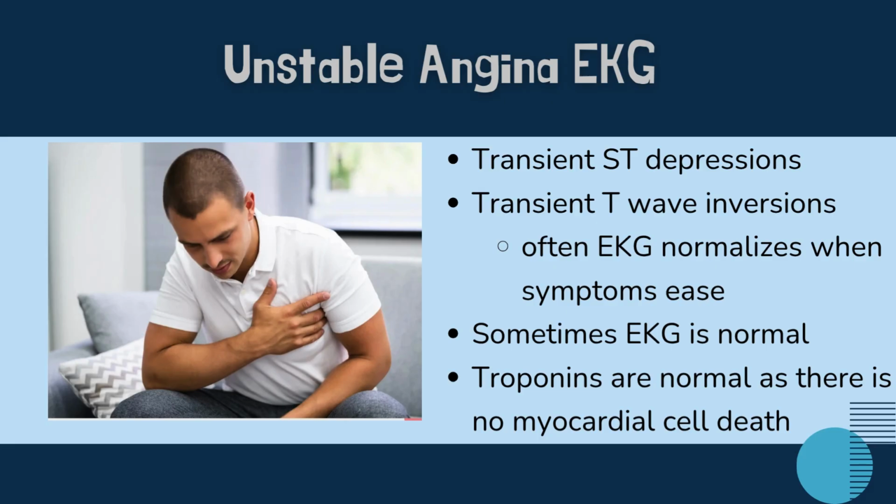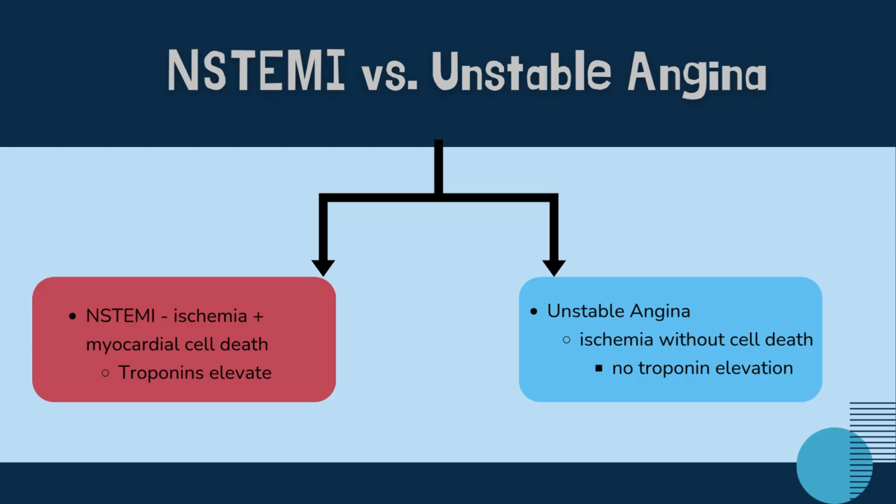And here's what makes unstable angina different: the troponins. The troponins stay completely normal, even with those super-sensitive assays. This is the key dividing line that boards absolutely love to test. Think of it this way. NSTEMI means you have ischemia plus cell death, so troponins go up. Unstable angina is just ischemia without cell death. The muscle is crying for help, but it's not dying yet, so troponins stay normal.